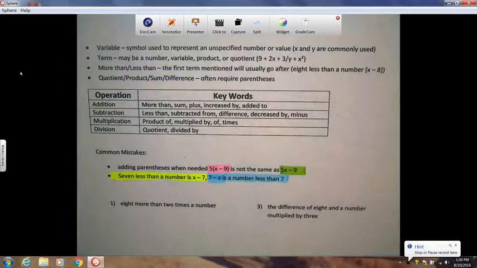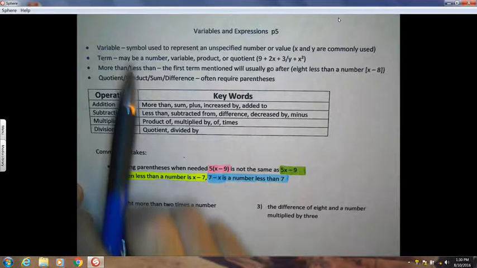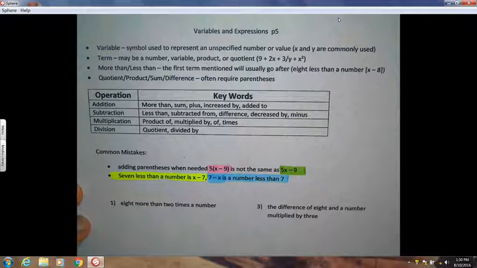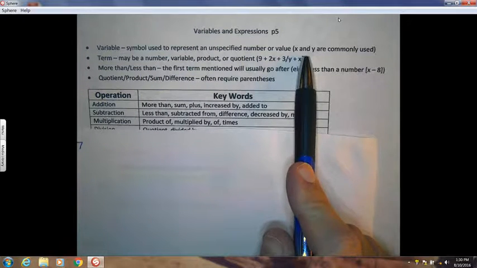Alright, we are going to talk about variables and expressions. So make sure you read all these and memorize these. A variable is a symbol used to represent an unspecified number or value, like x and y, what we're going to use mostly in this class.